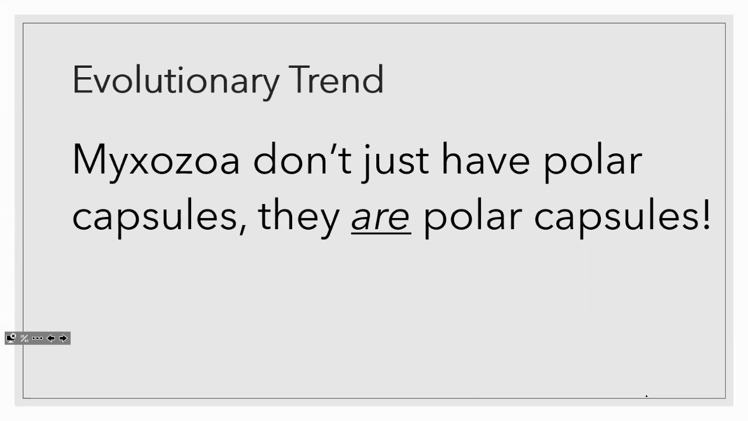Now, this originally confused me. I thought that myxozoans just sort of had polar capsules. I thought that they were just very small jellyfish. They have these nematocysts, they have the polar capsules, those are one and the same. But that's not really the case. They are so reduced by obligate parasitism that it's not that they have polar capsules, it's that they are polar capsules. They are all that remained of this ancient jellyfish ancestor and now just function in this nematocyst polar capsule life cycle.